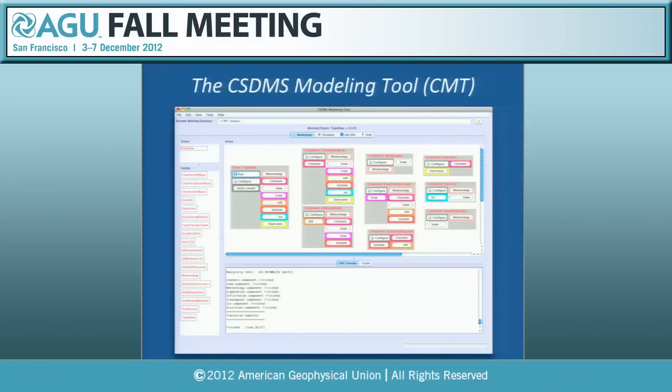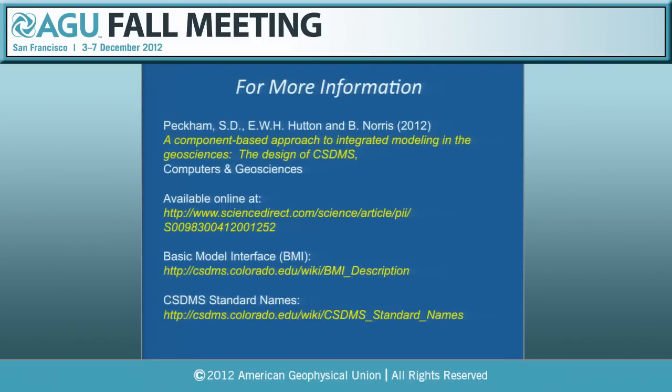And we've got a modeling tool we've developed which makes that possible, where you choose from this palette on the left from multiple options for a given process, drop them into the interior, click on a button to see a dialog and configure them, and then the framework auto-connects them, and you have a model in minutes that you just created from these plug-and-play pieces. And so that's it. There's a paper we have that came out in Computers and Geosciences, available online, and we have an extensive wiki website that has all kinds of resources, including the BMI description and the standard names stuff. Thank you.